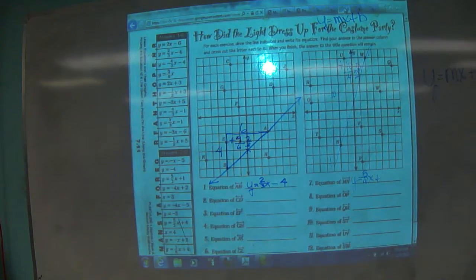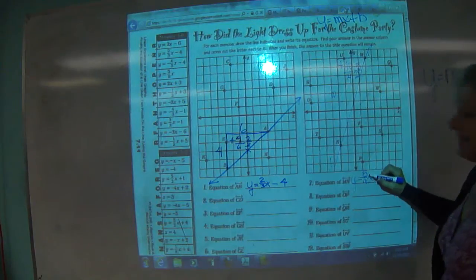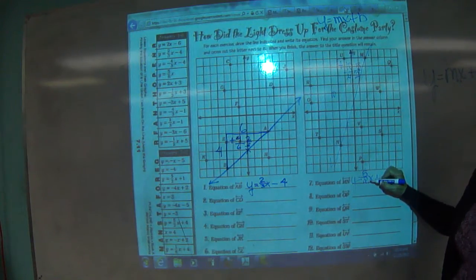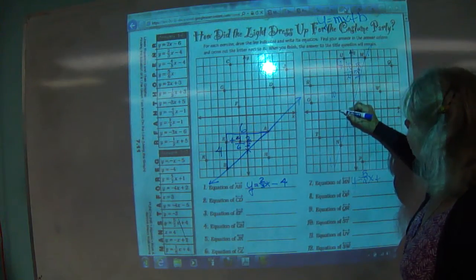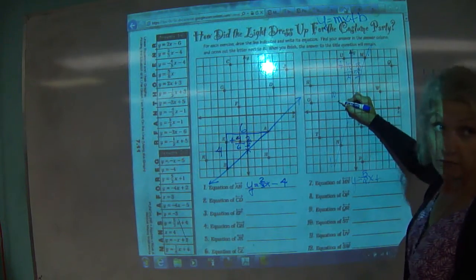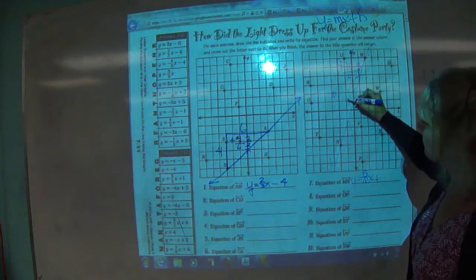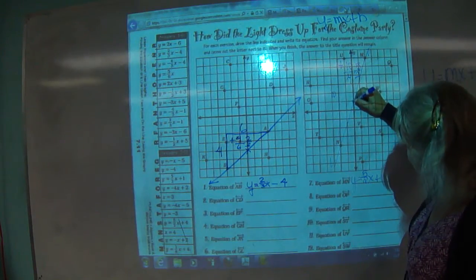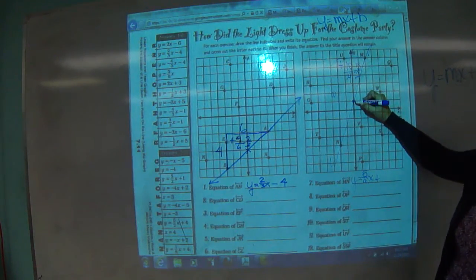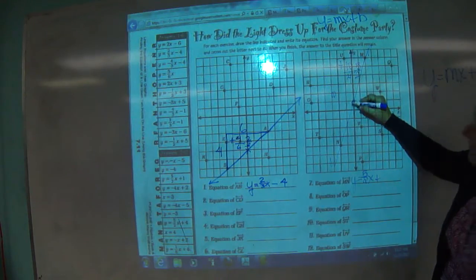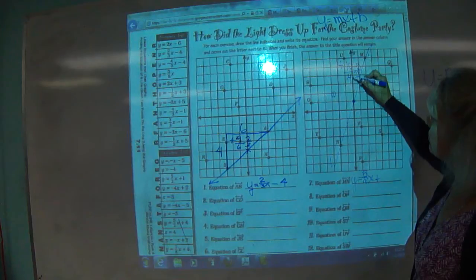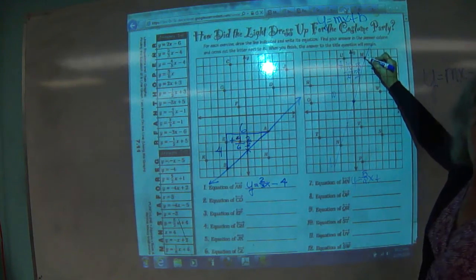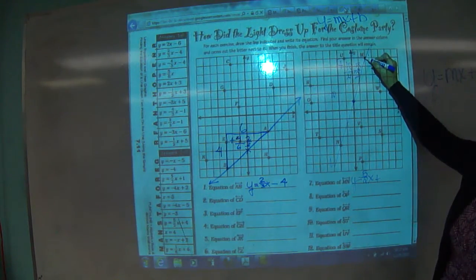Now that we know that our slope is 5/2, we can actually count from N. 1, 2, 3, 4, 5, a rise of 5, and a run of 2. So we can confirm this is exactly where it crosses the y-axis. See how we can go 1, 2, 3, 4, 5, 1, 2, and we can check our slope.